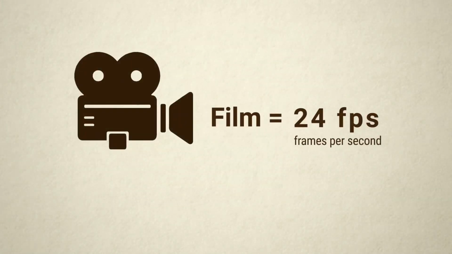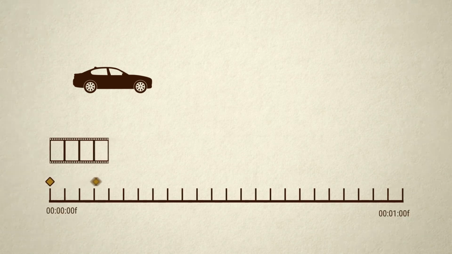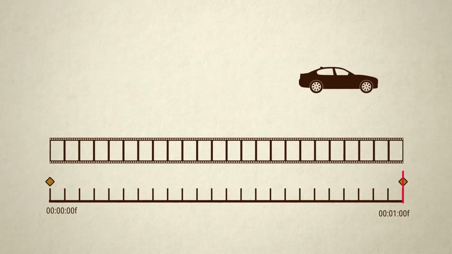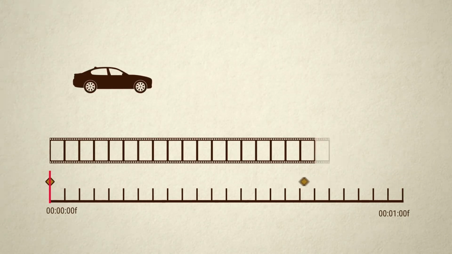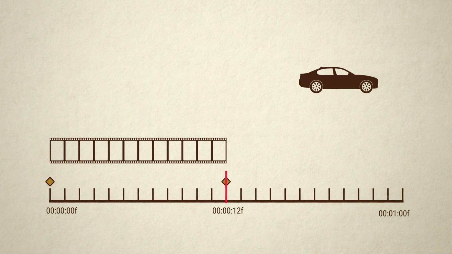The standard frame rate for film is 24 frames per second, and this is what most animators do their work at. So if you're working at 24 frames per second, and you want an action to take 1 second, it needs to be made up of 24 frames. And if you want it to take half a second, it would need to be 12 frames.